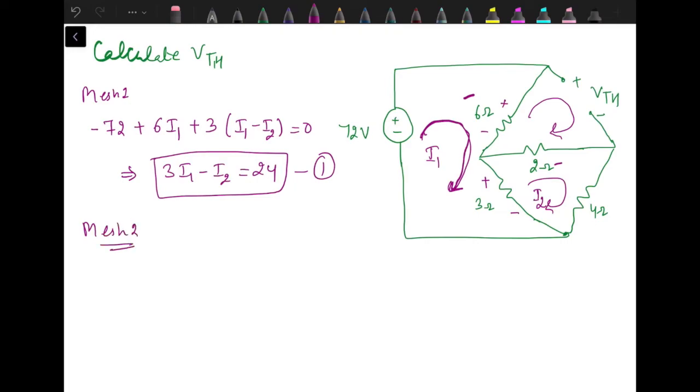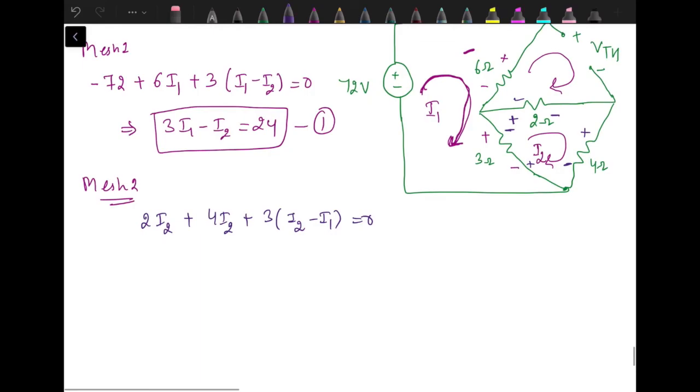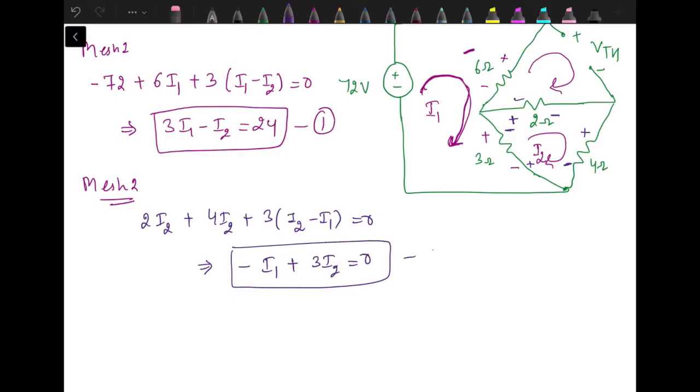Then mesh 2. For mesh 2, again assign the voltage drop polarity as per the direction of I2, plus minus plus minus plus minus. Starting from this 2 ohm, 2I2 plus 4I2, then 3 into the resultant current in direction of I2, that will be I2 minus I1, equal to 0. So when we solve this equation and simplify, we get minus I1 plus 3I2 equal to 0. So this is our second equation.